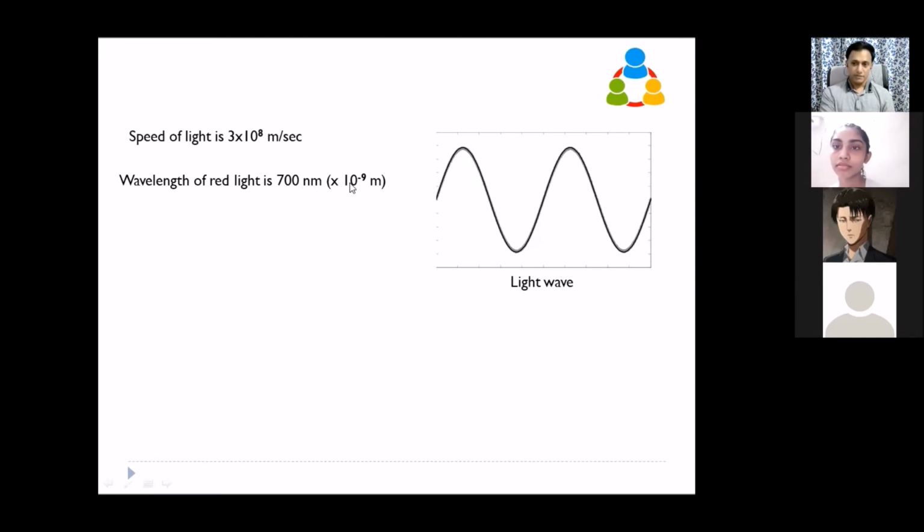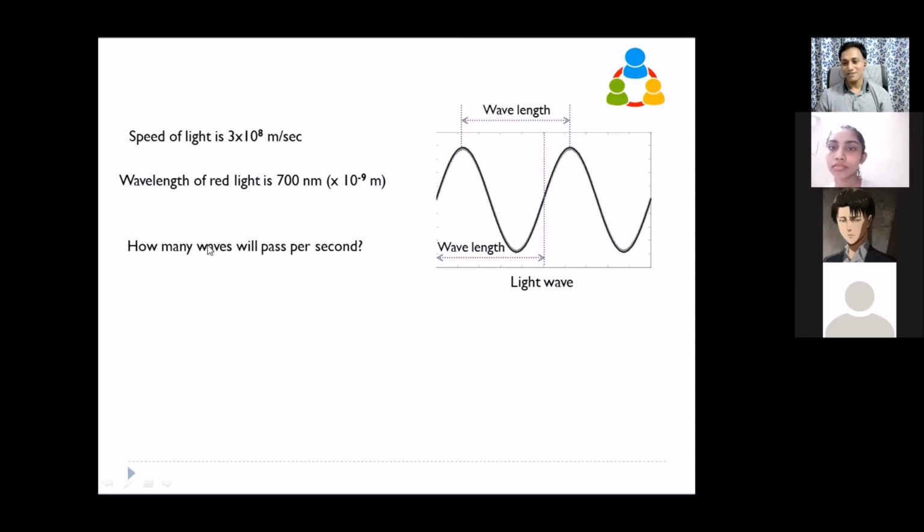1 nanometer is 1 meter divided by 1 followed by 9 zeros. That is 1 nanometer. It's very small. So now you have the length of one wave. This is wavelength. You can measure like this or like this. Length of one wave. Same problem as the ant. Ants are moving. One ant was previously 1 centimeter. Here it is 700 nanometer. Speed of ant, speed of light. Tell how many waves will pass in 1 second.